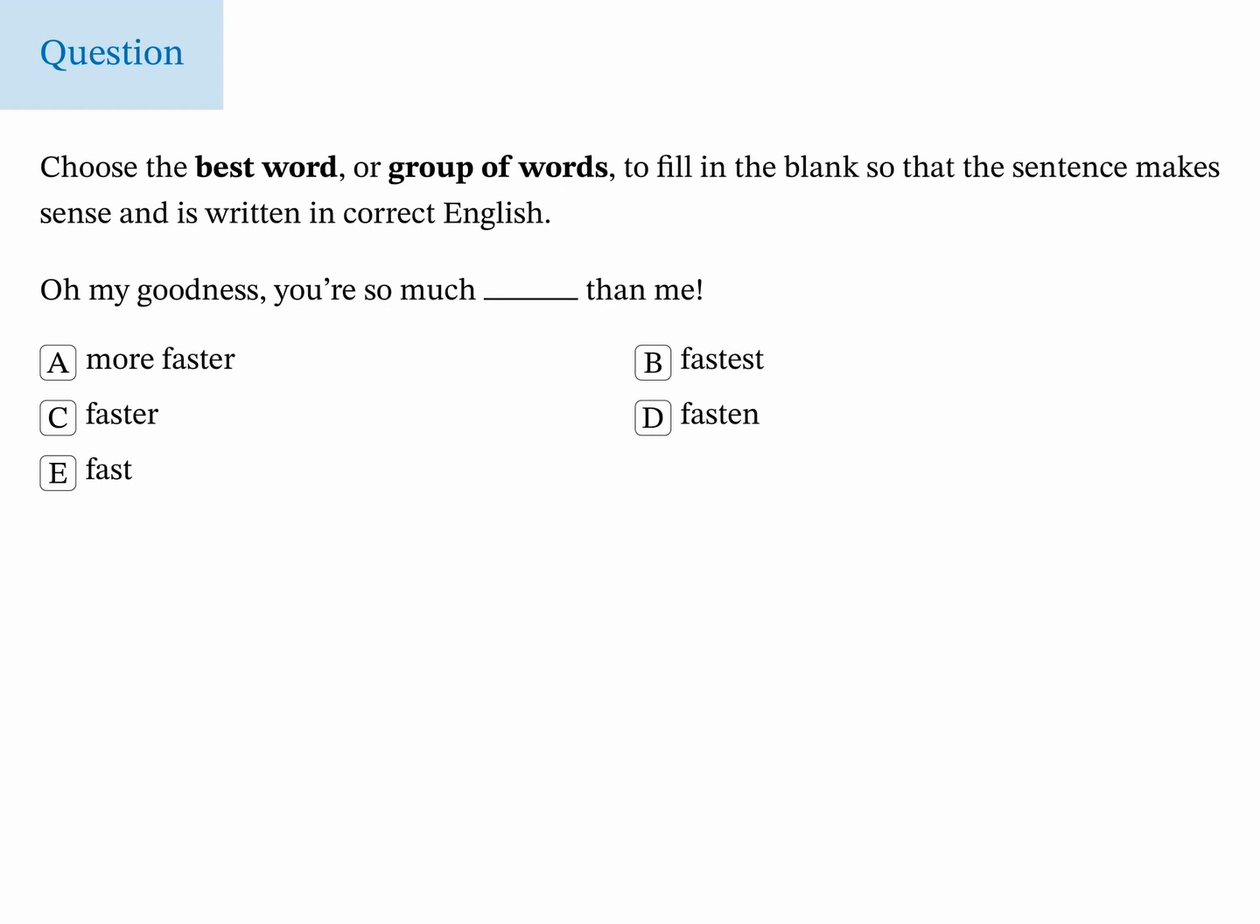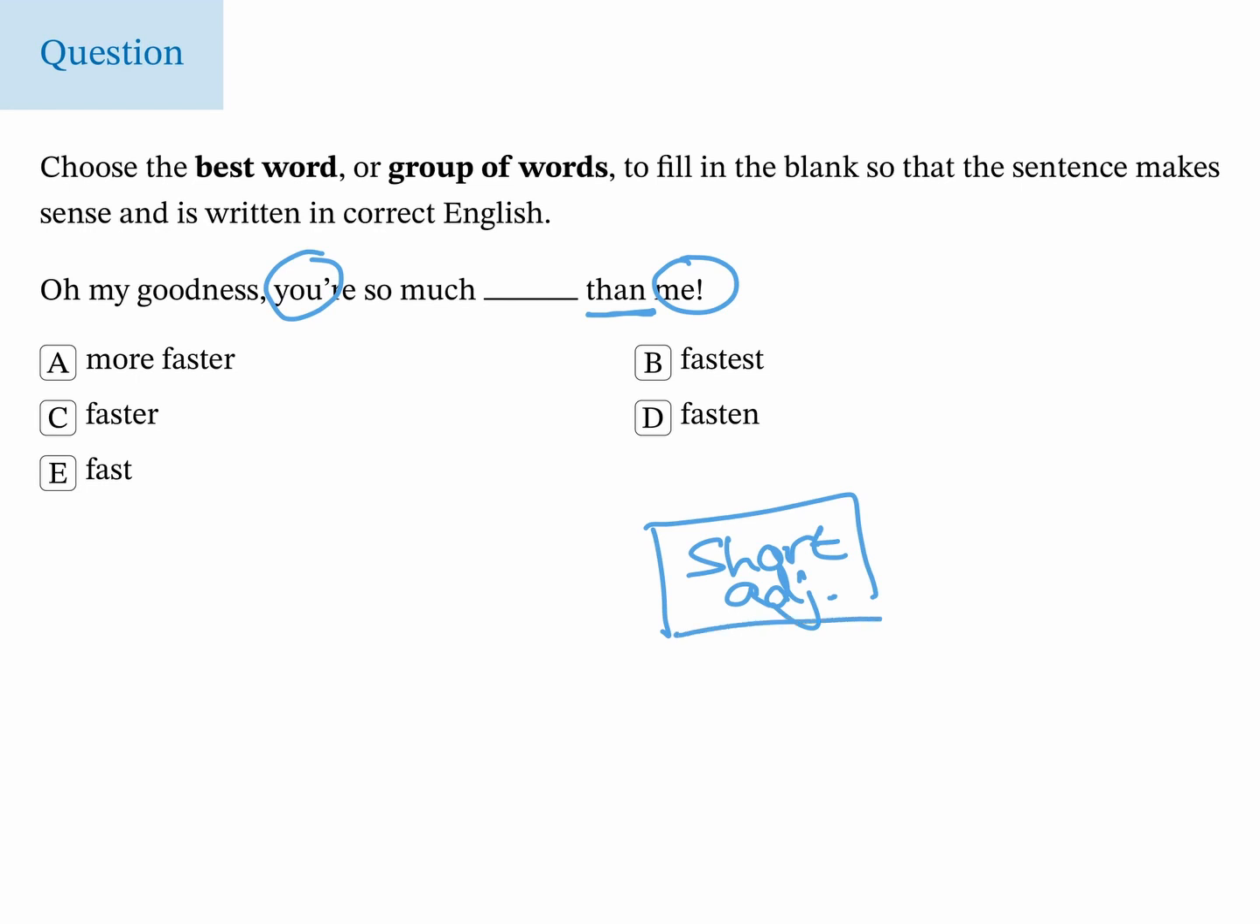Let's have a look. Oh my goodness, you're so much than me. Okay, so this is a comparative. We're comparing two things, you and me. When we're making a comparative, the common mistake, this is a common mistake, and it's, again, often tested. If we have a short adjective, so remember that an adjective is something we use to describe a noun. So here it's fast, or it could be the opposite, slow, or it could be tall, or it could be the one we saw earlier, wise, or anything like that.